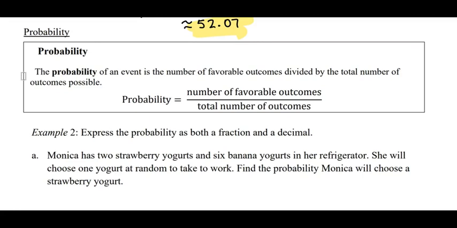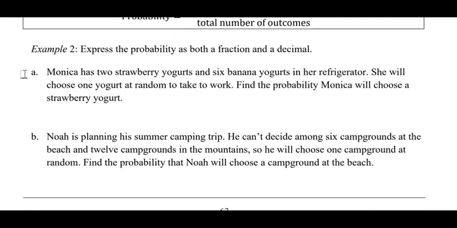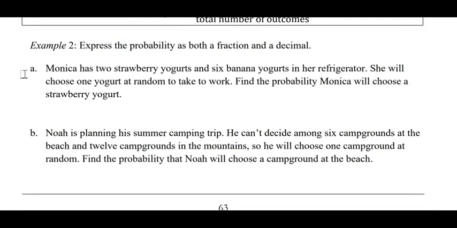Probability can be expressed both as a fraction and a decimal. When you express the probability as a fraction, you look for the number of outcomes you want to happen over the total number of outcomes. Once you get the fraction, you can convert that to a decimal by using division. So let's go ahead and look at our example number 2. Express the probability both as a fraction and a decimal.